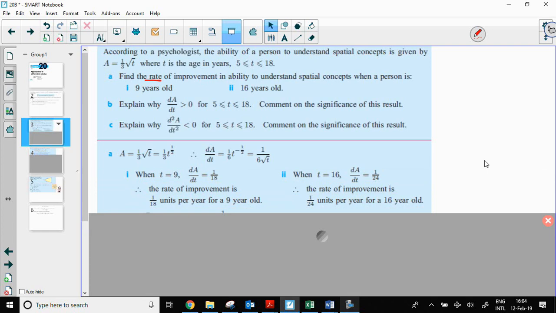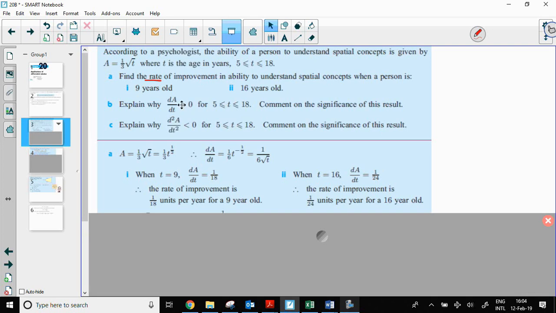What that means is that as we're comparing a 16-year-old to a 9-year-old, the 16-year-olds' ability is improving less per year than the younger child's. You got that? We're going to talk about that a little more in parts B and C.